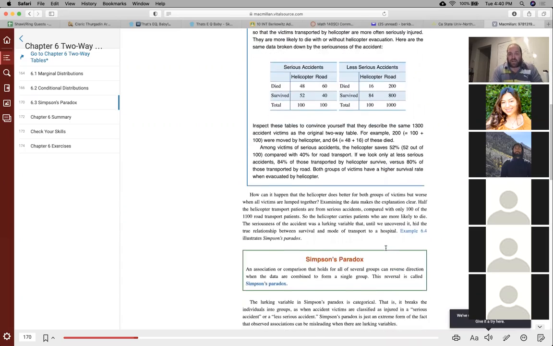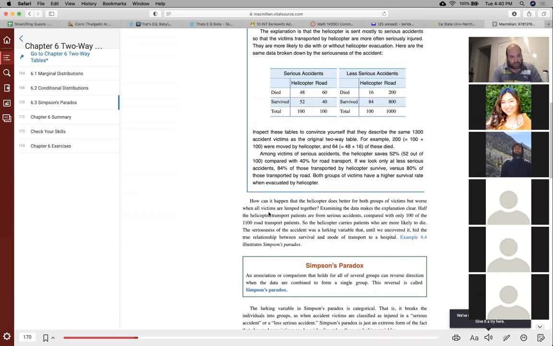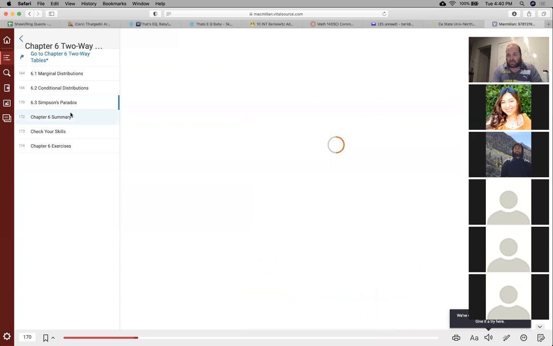Anywho, what you need to know is just conceptually, you have to know what Simpson's paradox is. Okay. This chapter is over. It's a very, very, very simple and basic chapter.